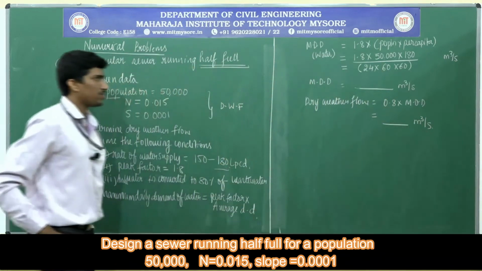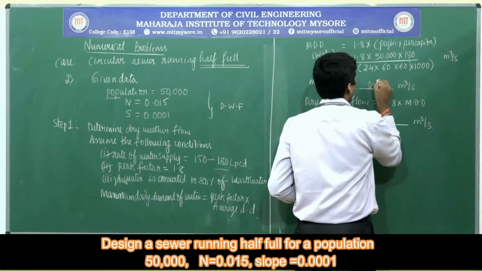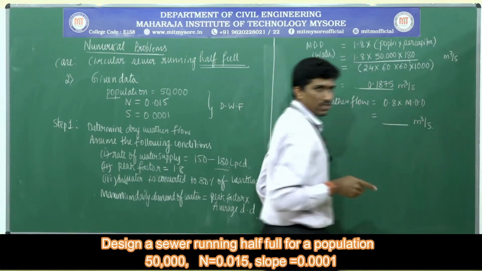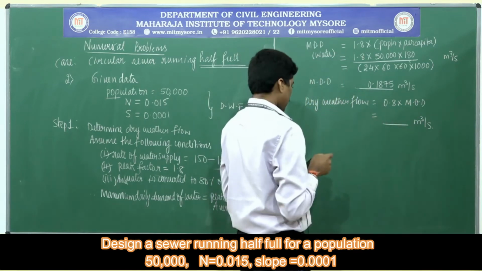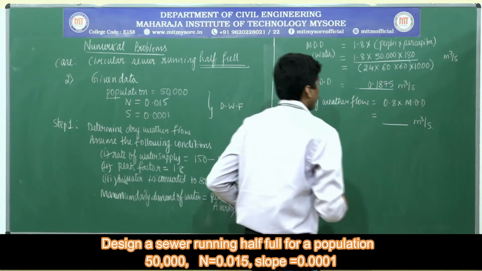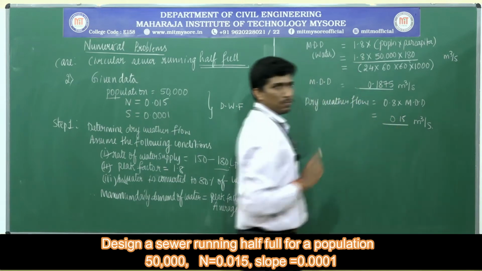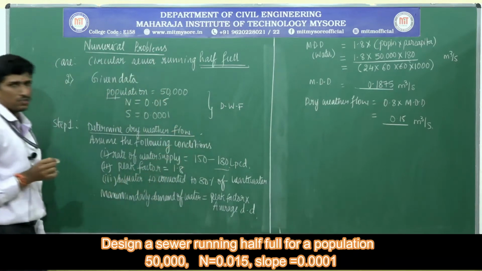Okay, let us calculate for this. Meanwhile, you people also calculate it. So, here if I divide by 1000, now you are going to get it as 0.1875 meter cube per second. Okay, now 0.8 into that 0.1875 meter cube per second, you are going to get an answer as 0.15 meter cube per second. This is the first step where we have determined the dry weather flow condition.